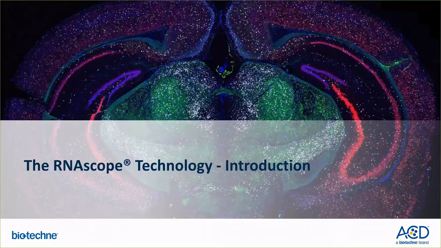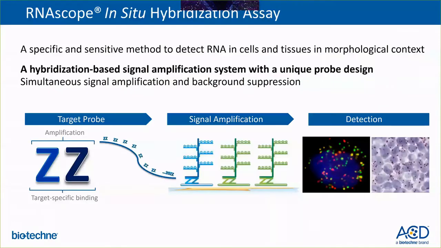What is RNAscope? RNAscope is a novel in situ hybridization technology with unique probe design that allows for simultaneous signal amplification and background suppression to achieve single molecule detection at a single cell level while preserving tissue morphology. The technology consists of three main parts: a unique target probe that ACD designs against your sequence of interest, a signal amplification system that generates a high signal to noise ratio, and lastly, visualization of single RNA molecules as dots.